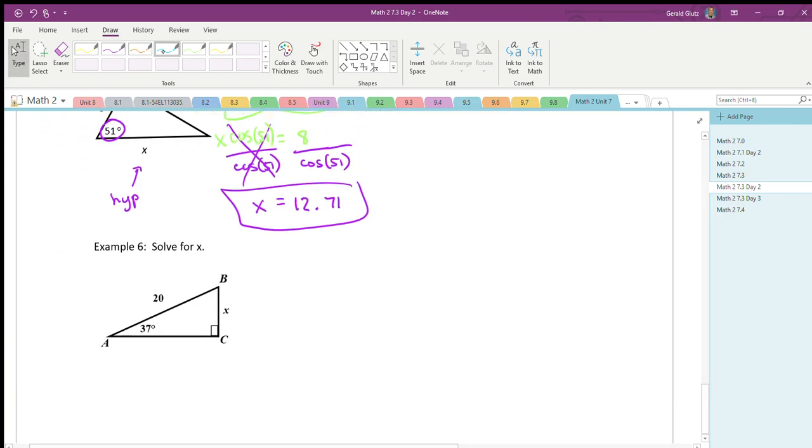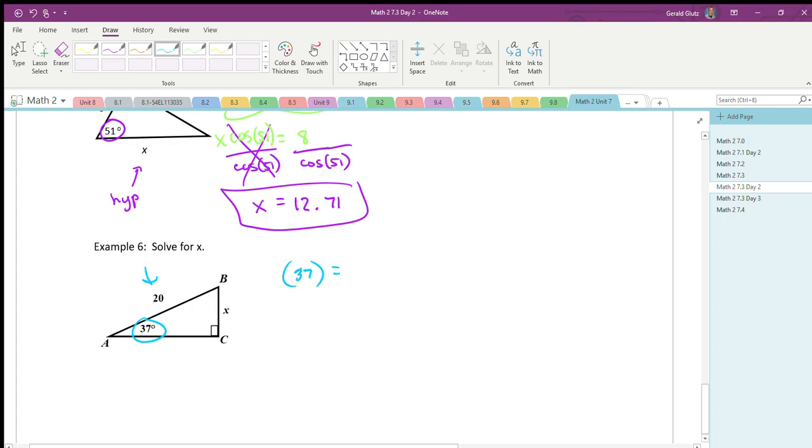Now our last example, we got to solve for x again. So we're using this angle, so 37. So we got to figure out which trig function we're going to use. So when I say trig function, I just mean sine, cosine, or tangent. There's more trig functions than that, but that's all we're using.